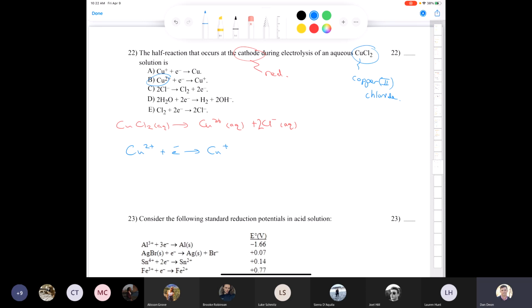Yeah, it's the only one that makes any sense. Sorry, that was just my knee-jerk reaction to think that they were going to show the entire reduction. But again, it's the only one that makes any sense because you're starting with copper 2, and it's the only thing that can be reduced. You can't reduce chloride. So yeah, there we go. Okay, anyway, let's move on from there.